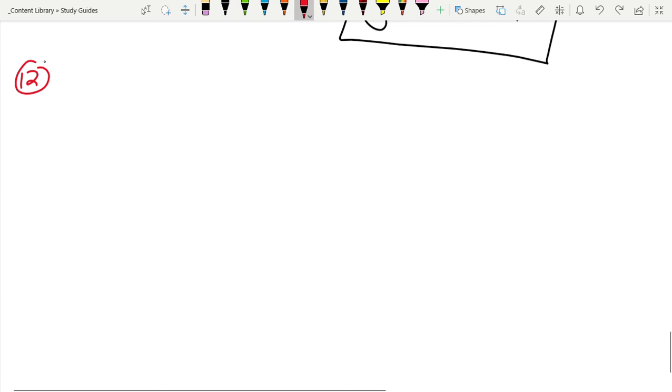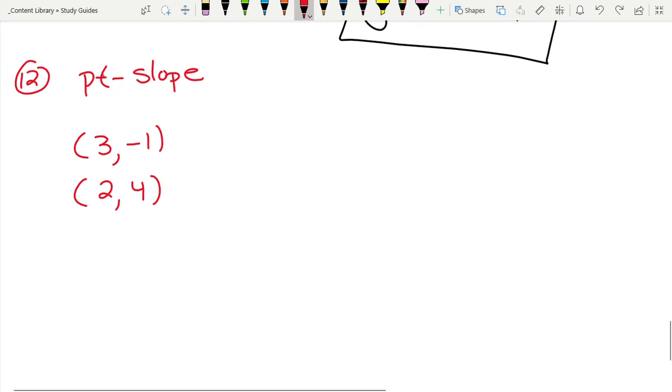Okay, moving on to number 12. It says write an equation of line. This time they want it in point-slope form, which is great because that's the easiest form. And they give us 2 points, 3, -1, and 2, 4. So you've got the point. You actually got 2 points to pick from, so we have way more than enough information for that, but I don't have the slope, so you've got to find it on your own.